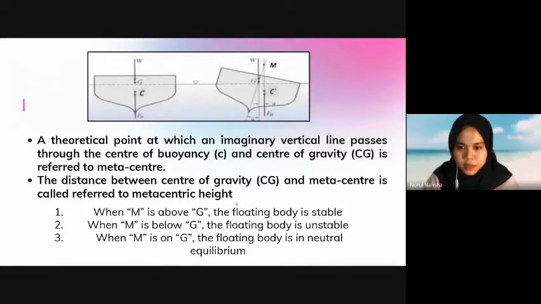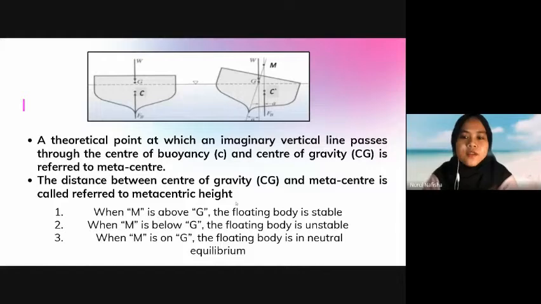So, metacenter is a theoretical point at which an imaginary vertical line passes through the center of buoyancy and center of gravity. Metacenter can also be defined as a point at which a floating body tries to oscillate. Besides, the distance between center of gravity and metacenter is referred to as metacentric height. So based on the diagram shown, we can see the relationship between the metacenter and center of gravity.